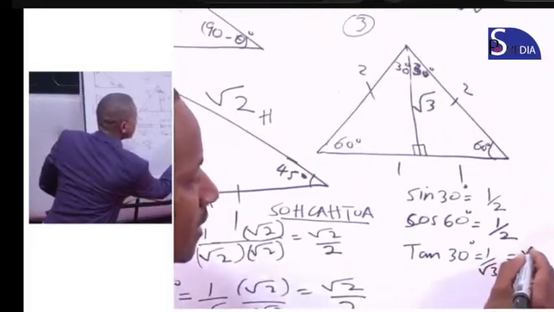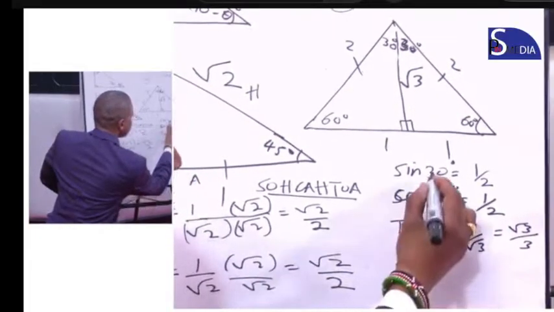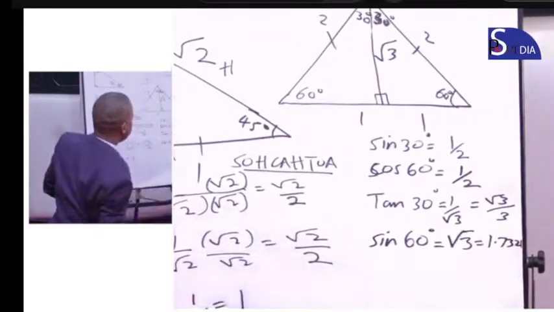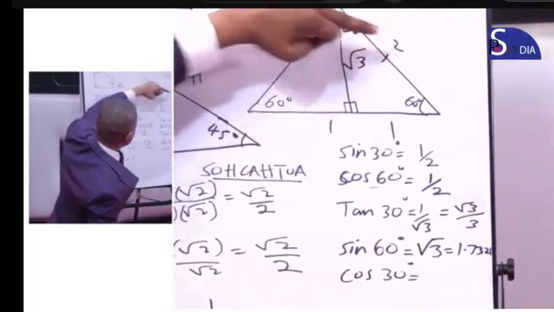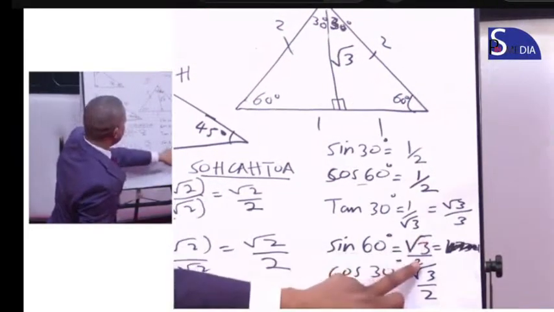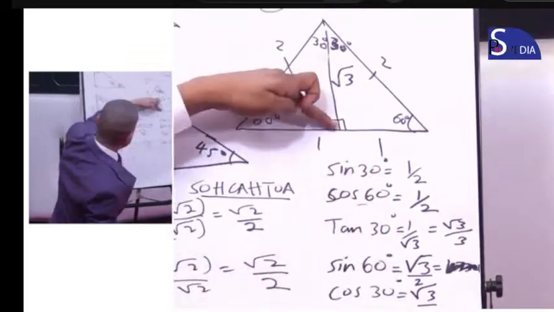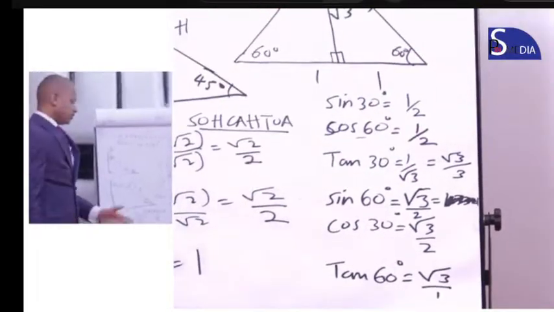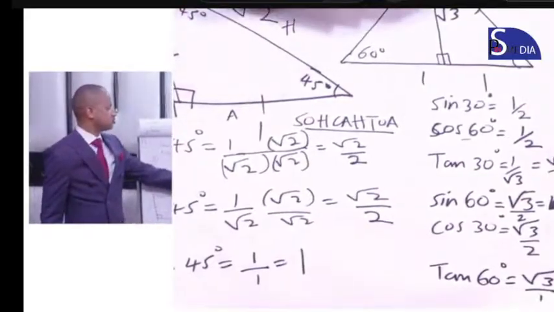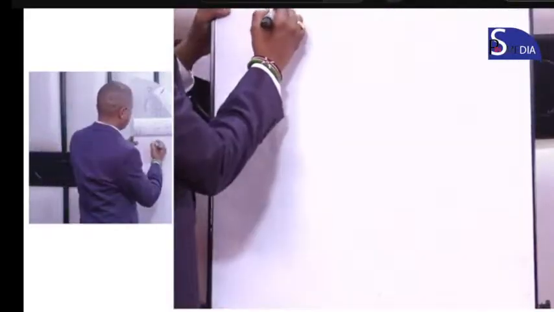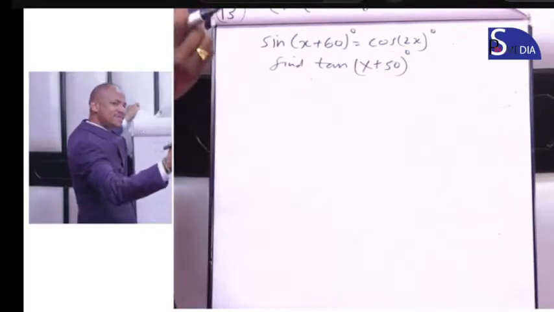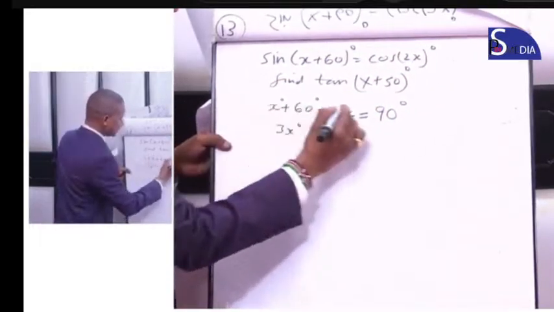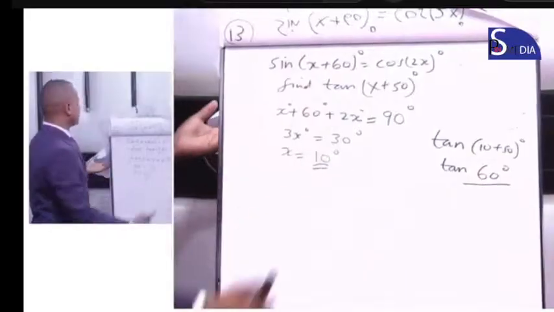If you rationalize this, you get root 3 over 2 for sin 60. We have done sin 30, so we go to sin 60 degrees, which equals opposite, which is root 3, over hypotenuse, which is 2. Sin 60 equals cos 30. So this is what we have. When you take these two angles, x is 60 degrees.